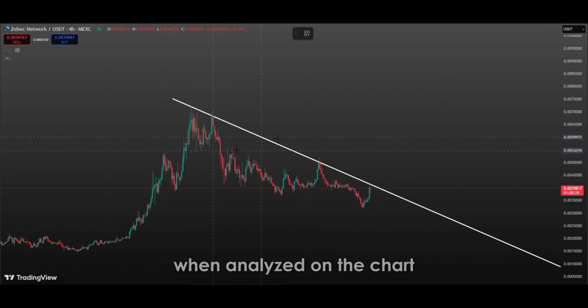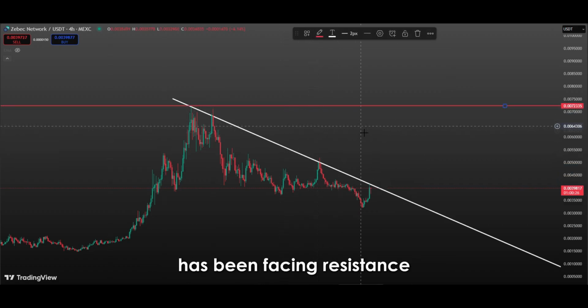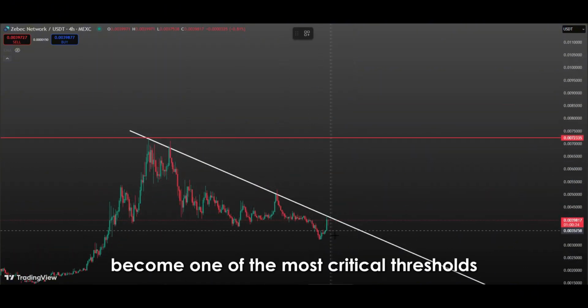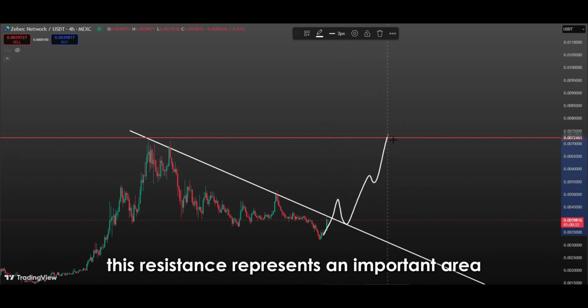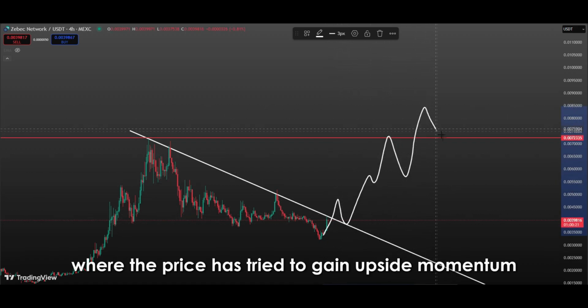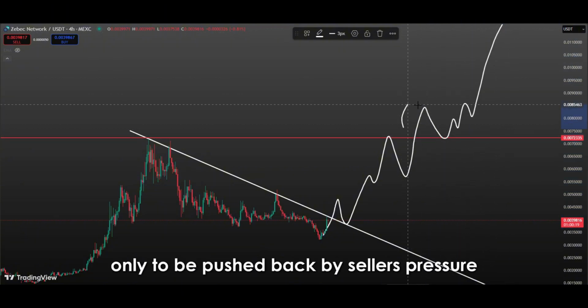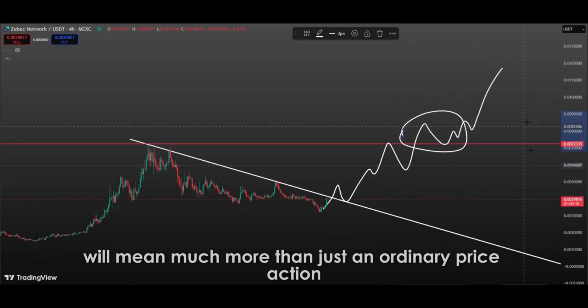Stay tuned. When analyzed on the chart, it can be easily seen that the price has been facing resistance at a certain level for a long time, and this level has now become one of the most critical thresholds in the market. This resistance represents an important area where the price has tried to gain upside momentum many times in the past, only to be pushed back by sellers' pressure. Therefore, a breach of this level will mean much more than just an ordinary price action.